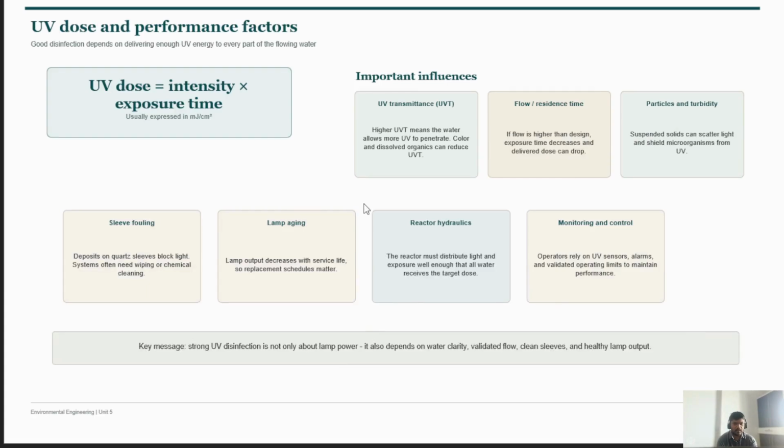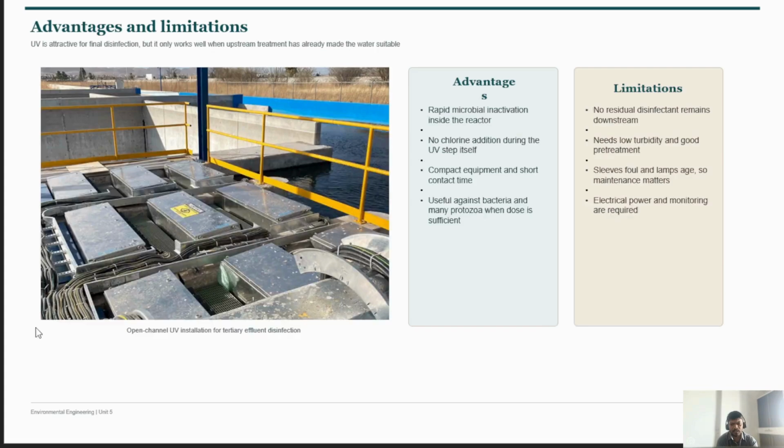Again the dosage, as I mentioned, the exposure time and intensity of the light will decide what the requirement is, and that depends on what kind of contamination is there. The flow time required for that water in that reactor will decide the contact time. And then again the intensity of the light needs to be decided, the required output, and based on that we can do the calculation.